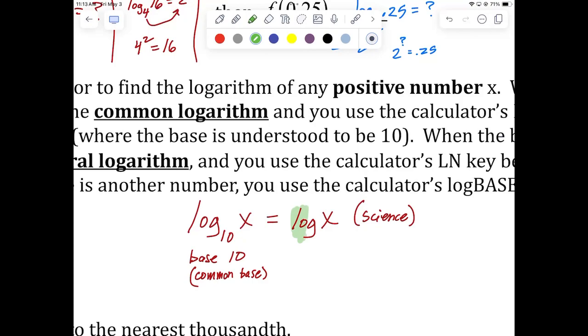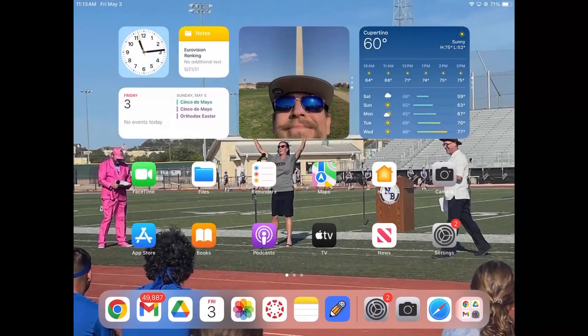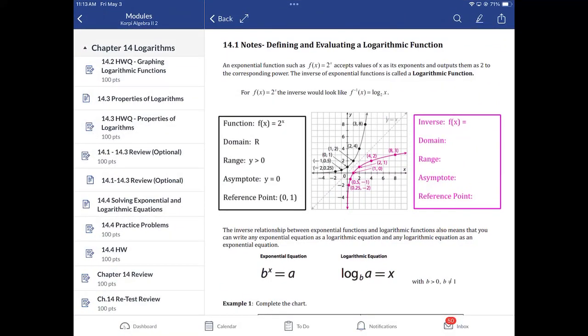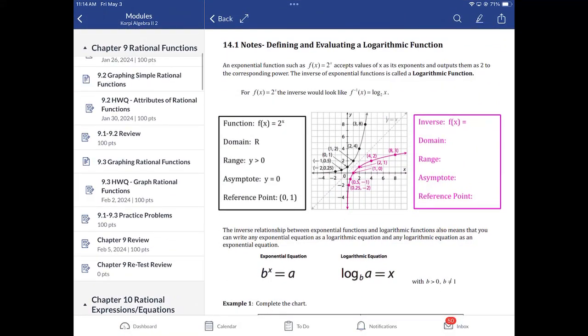If you ever see just log and there's no subscript, then guess what base you assume that it is? It's base 10. It's the common log. You actually have that button on your calculator. Watch this, I'll show you.